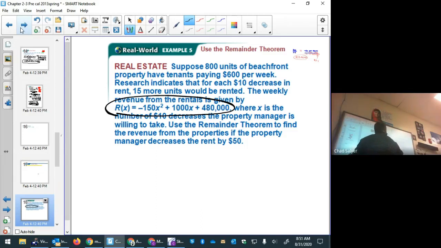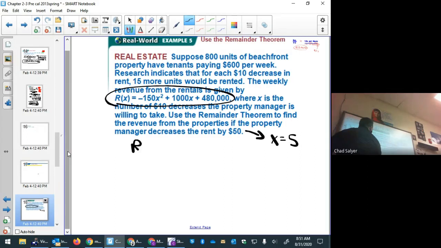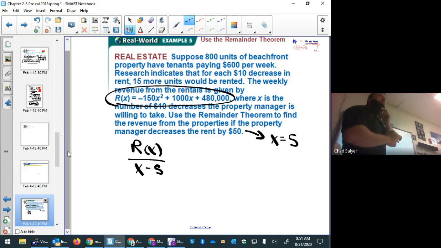So each x is a $10 decrease. If they decrease by 50, x equals 5, so we need to plug in x equals 5. Now I could do negative 150 times 5 squared and so on. I could just plug it in. But we're going to use our little shortcut and divide that original function by x minus 5. Then the last column in our synthetic division will be R of 5.